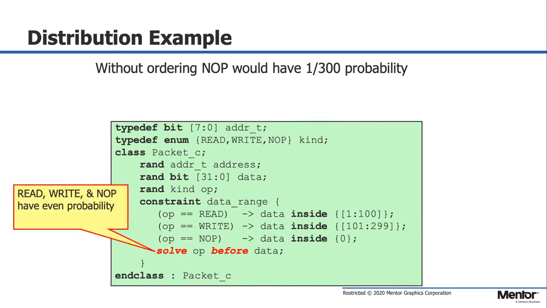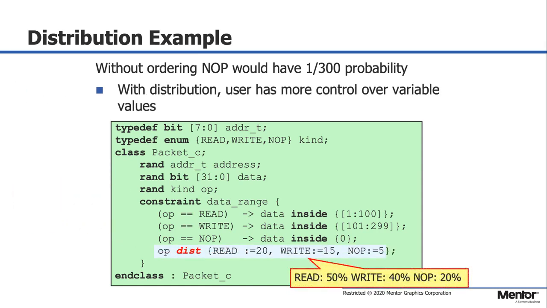Here's another example where we have an enumerated type that has 3 possible values. If we look at this, we can see if we didn't use the solve op before data construct, then the probability of no op would be about 1 over 300. Putting the solve before data construct gives us an equal probability of read, write, or no op. But sometimes we don't want this. We'd want a different kind of distribution.